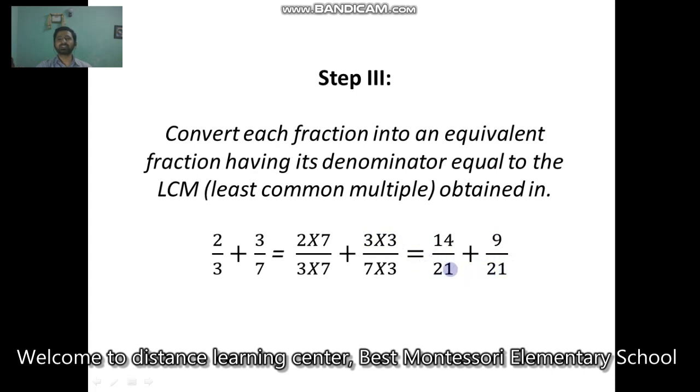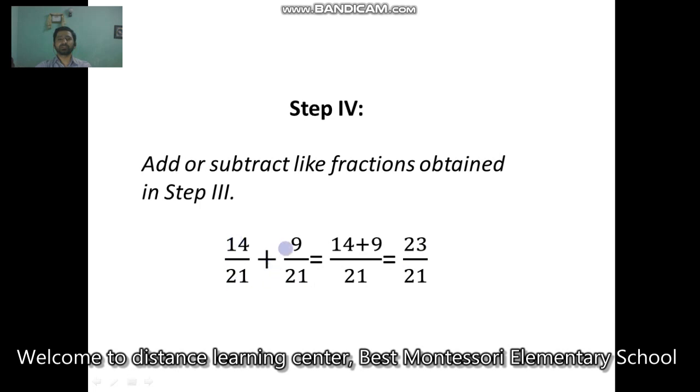Now look, both of the denominators are 21, and these fractions have become like fractions. Now we can simply add the numerators, 14 by 21 plus 9 by 21. The denominator is the same, so we copy the denominator 21 and we can now add. If it's subtraction, we can subtract. Now 14 plus 9 equals 23.